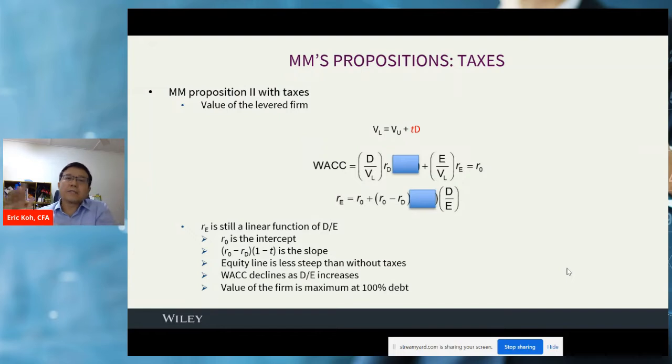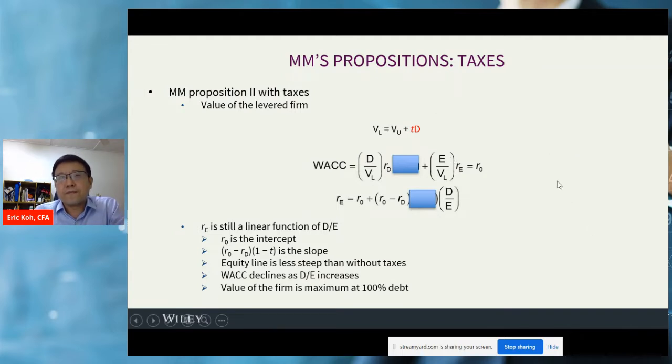Now, how then does it affect the other items like the WACC and the RE? I put some plasters here, and I'm going to peel off the plaster one by one. Okay, so the WACC in a perfect capital market situation is the weightage of debt multiplied by cost of debt plus the weightage of equity multiplied by cost of equity, right?